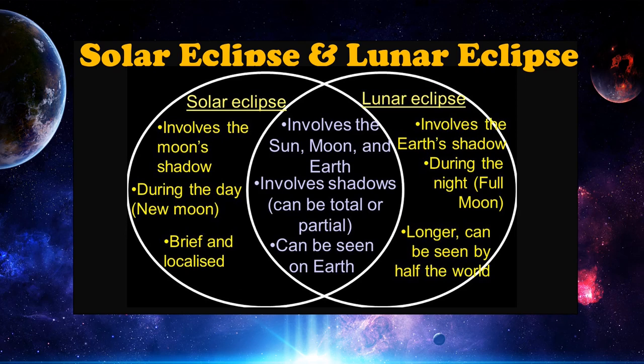Then let's look at the differences. Solar eclipse involves the moon's shadow, but lunar eclipse involves Earth's shadow. Then let's look at the phases of the moon. So solar eclipse occurs during the day or during the new moon phase. But lunar eclipse occurs during the night or during the full moon phase. Solar eclipse is brief and localized, while lunar eclipse is longer and can be seen by half the world.